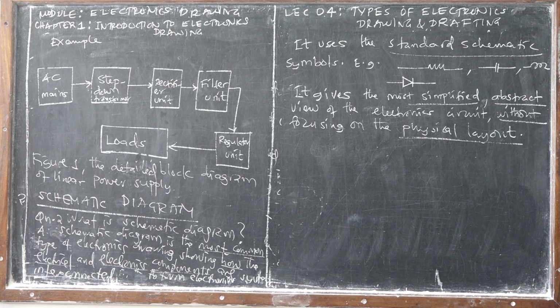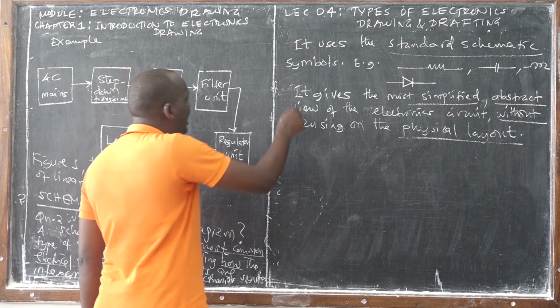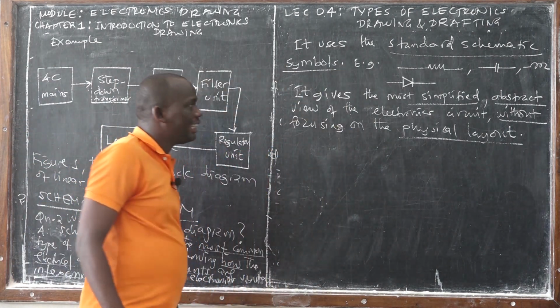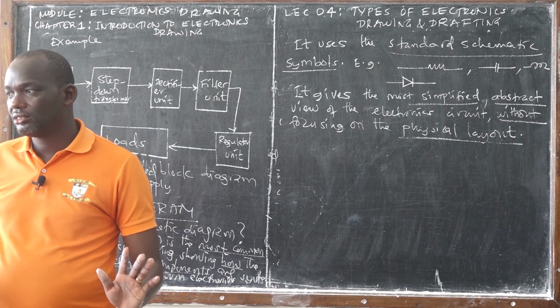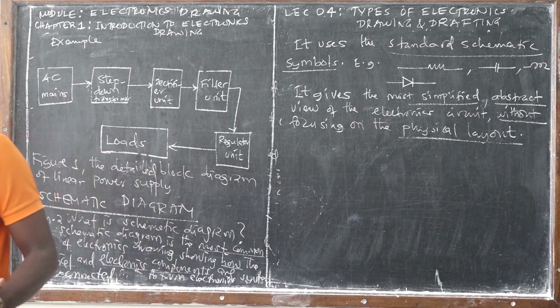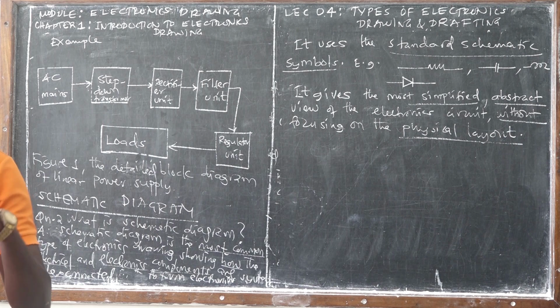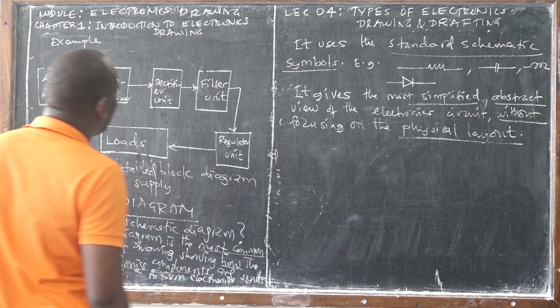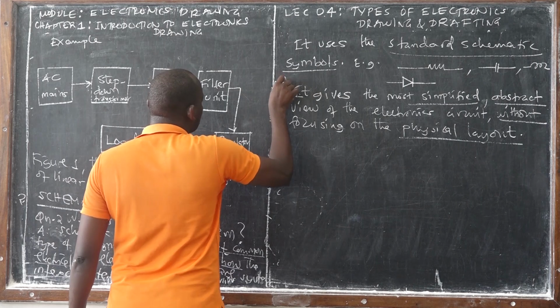Schematic diagram is the most common type of electronics drawing showing how electrical and electronics components are interconnected to form an electronic system. Then it uses what? It does not use blocks. That's the meaning. It doesn't use blocks and arrows. This one is actually using the schematic standard symbols and the wires.